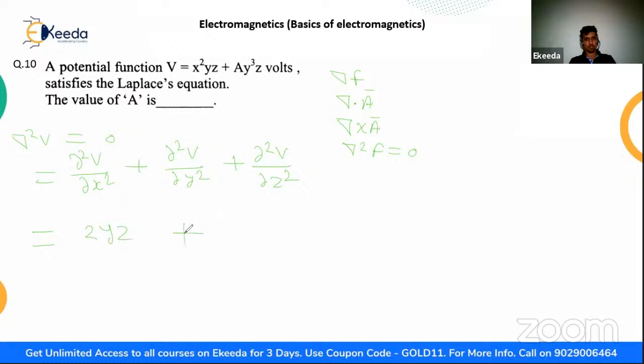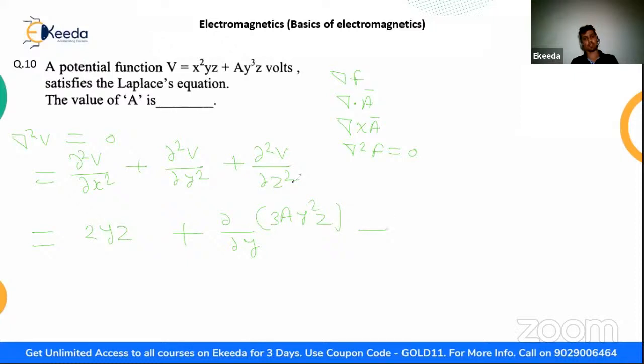Now calculating the double differentiation of V with respect to y. The first differentiation will be x square z and the second differentiation will be 0, because there is no term of y, and x square z will be treated as constant. So the differentiation with respect to y will be 0. Now coming to the next term, with respect to y, the first differentiation will be 3a y square z, and then we do the second differentiation.